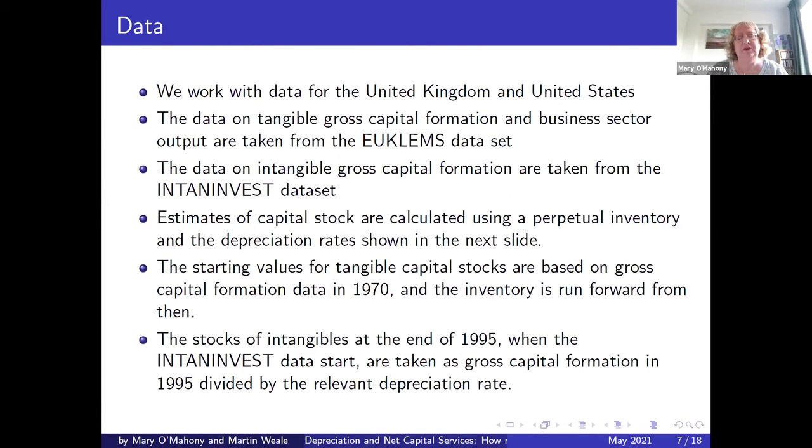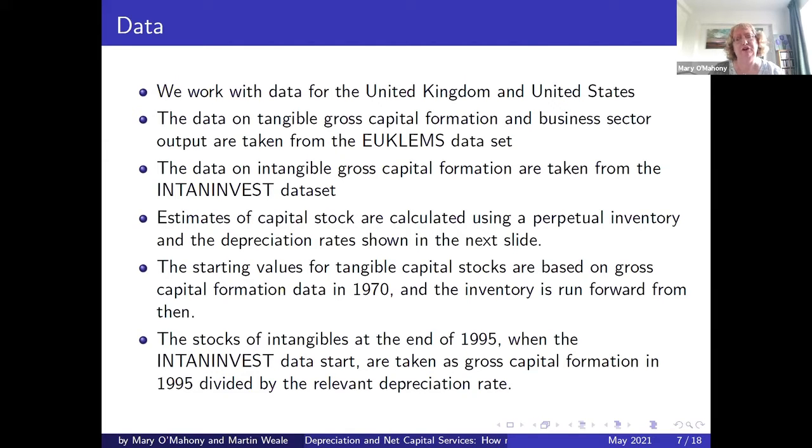So we're using these for illustrative purposes, and I have to say I have a big caveat on these data sources at this stage. I think they need to be seen as illustrating the arguments rather than as absolute figures. We take the data on tangible gross capital formation from EU CLEMS and then the intangible assets from the Intan Invest data set. One of the problems here is that these two data sets are not compatible with each other. Now, there is an initiative financed by the European Commission ongoing at the moment, with first results due soon, where the two sets of figures are going to be made compatible.